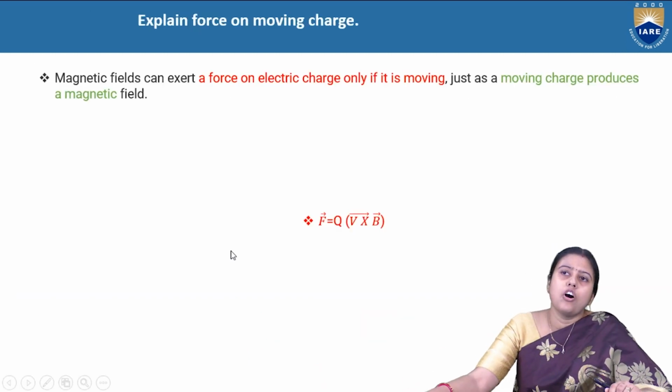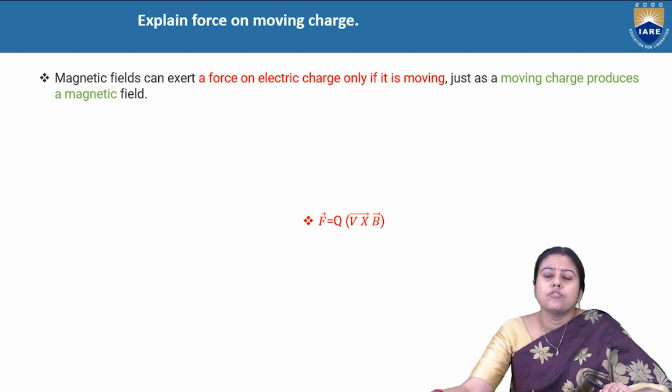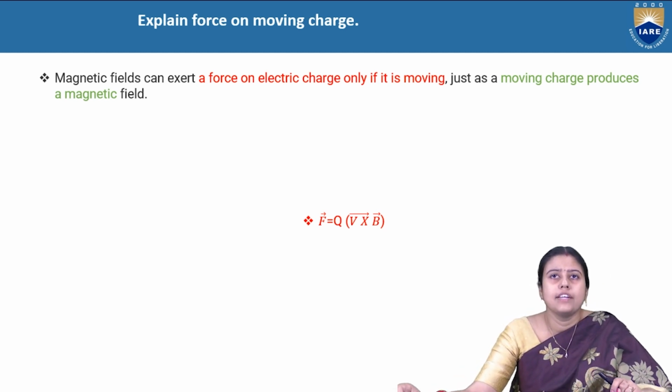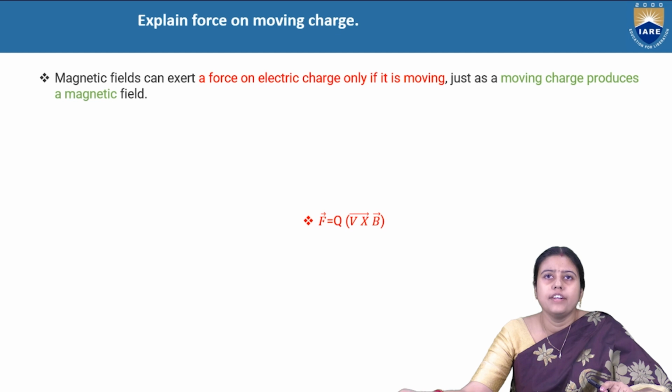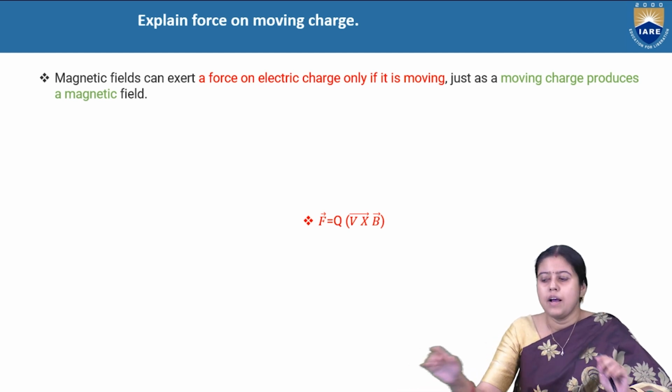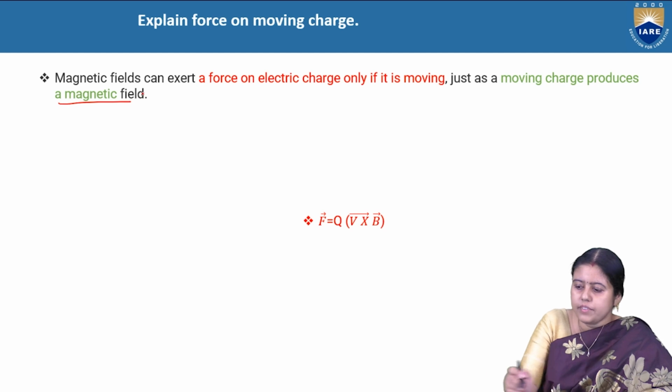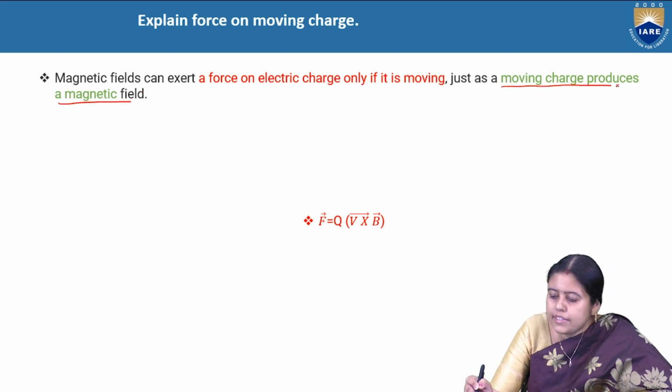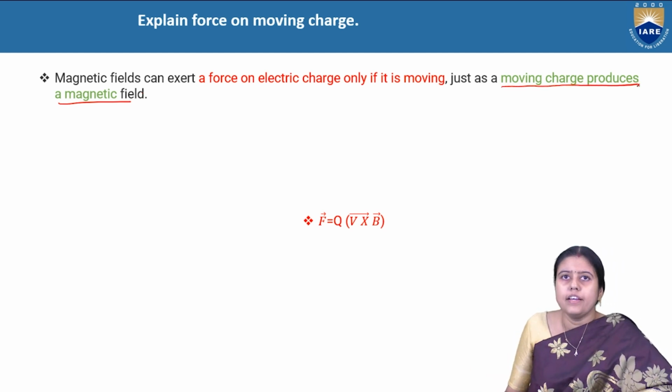Explain the force on a moving charge. So what is the force on a moving charge? Magnetic fields can exert a force on an electric charge only if it is moving. If an electric charge is fixed, it will not give any force, just as a moving charge produces a magnetic field.